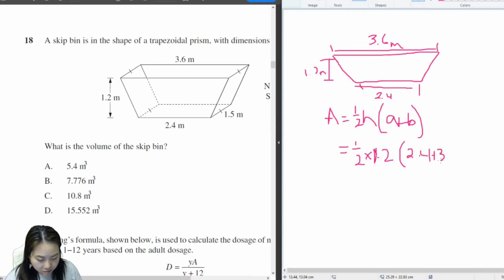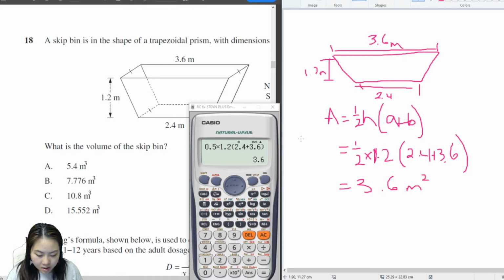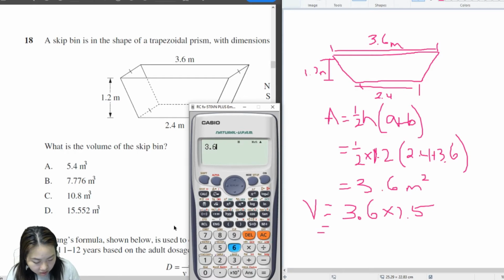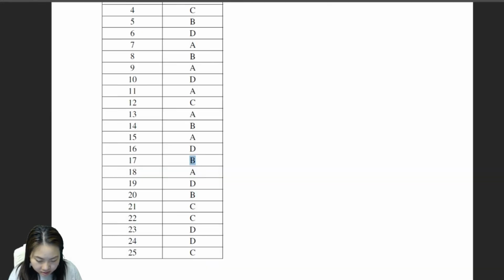So 3.6 meters squared. To get the volume, all you have to do is times the area by how much it goes back by, and that's 1.5 meters. Oh, also make sure everything is in the same unit as well. So everything is in meters. That's good. If it wasn't, you'd have to do a bit of changing units around. 5.4 meters cubed. That one there. Let's check the answers.